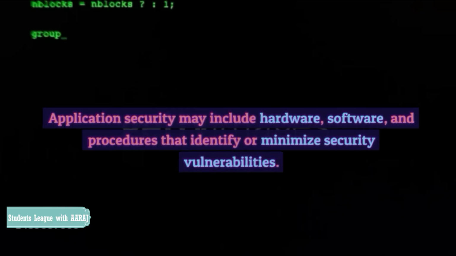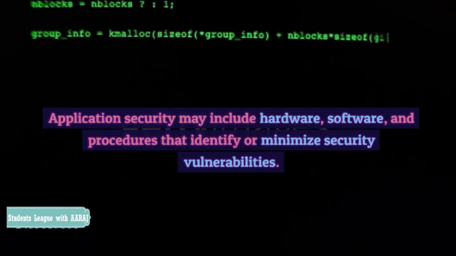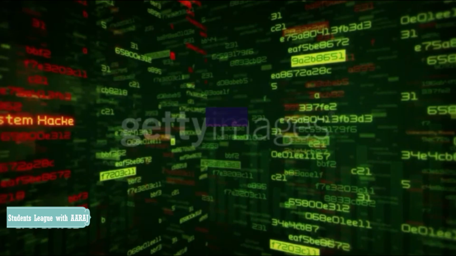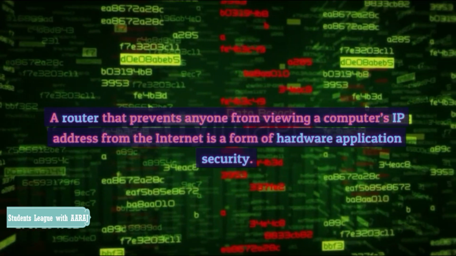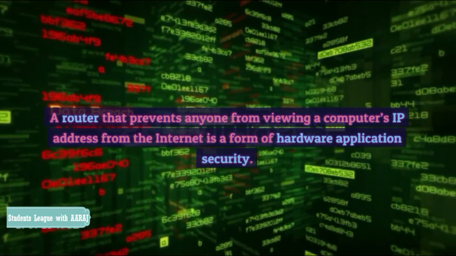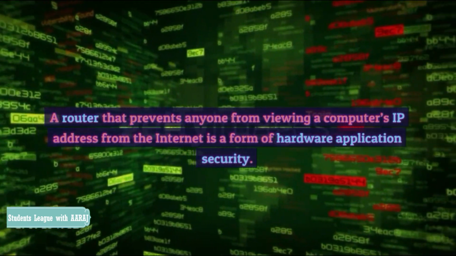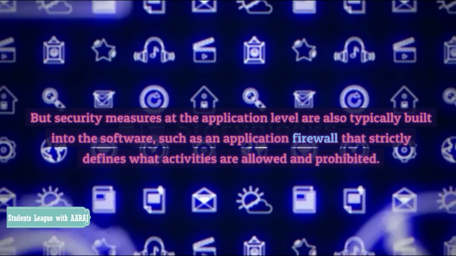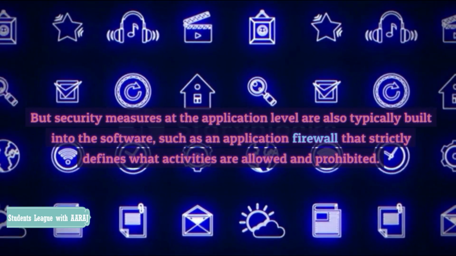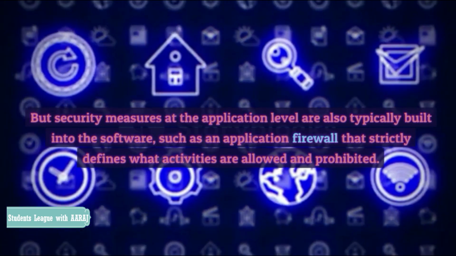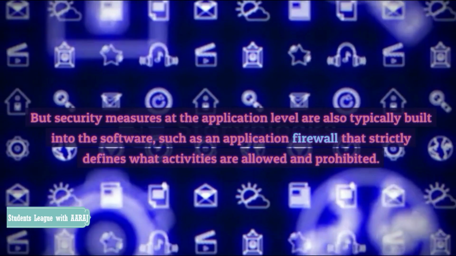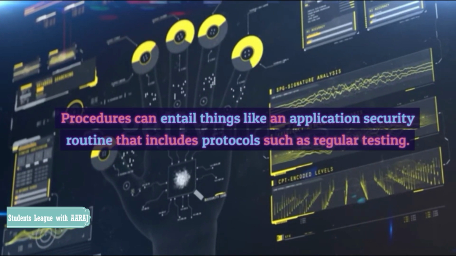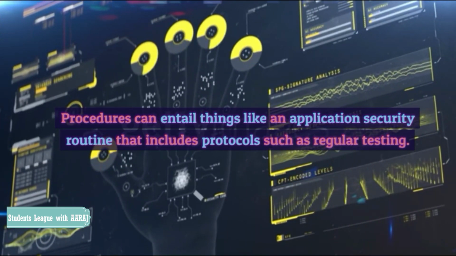Application security may include hardware, software, and procedures that identify or minimize security vulnerabilities. A router that prevents anyone from viewing a computer's IP address from the Internet is a form of hardware application security. But security measures at the application level are also typically built into the software, such as an application firewall that strictly defines what activities are allowed and prohibited. Procedures can entail things like an application security routine that includes protocols such as regular testing.